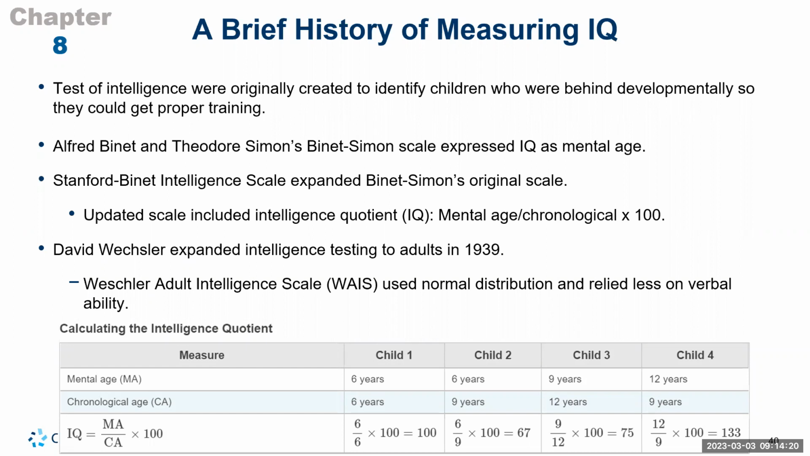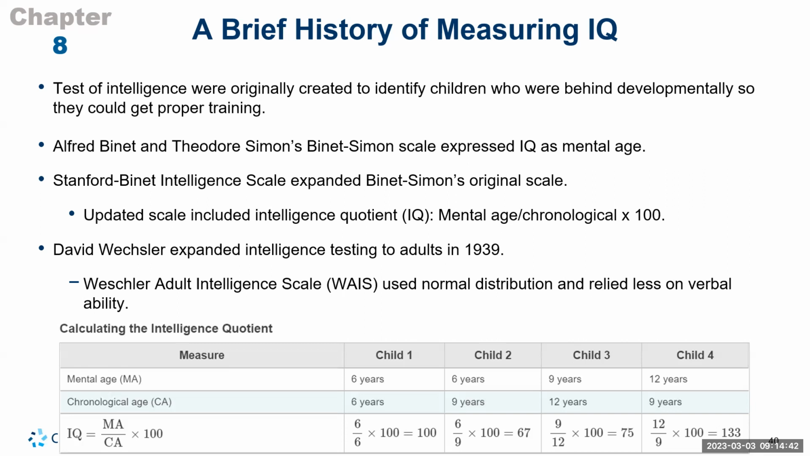So if I had an individual who was 10 years old and they had a mental age of 6, then I knew that there was some kind of developmental delay and they needed extra help to kind of catch them up, okay? Stanford-Binet is kind of an advancement or an update of the scale that Alfred Binet and Theodore Simon did, right?